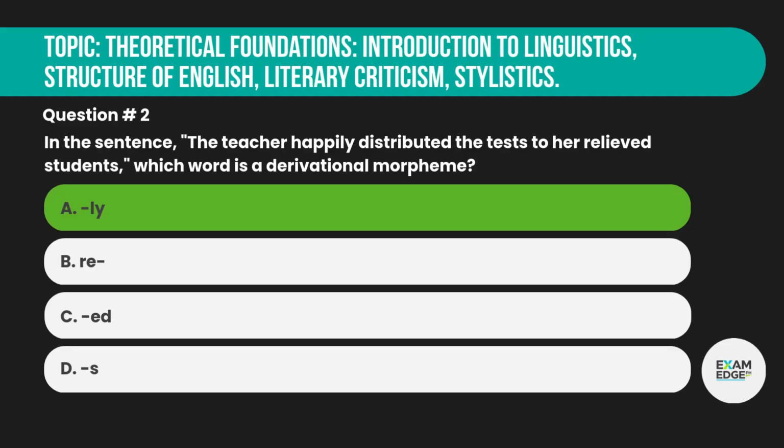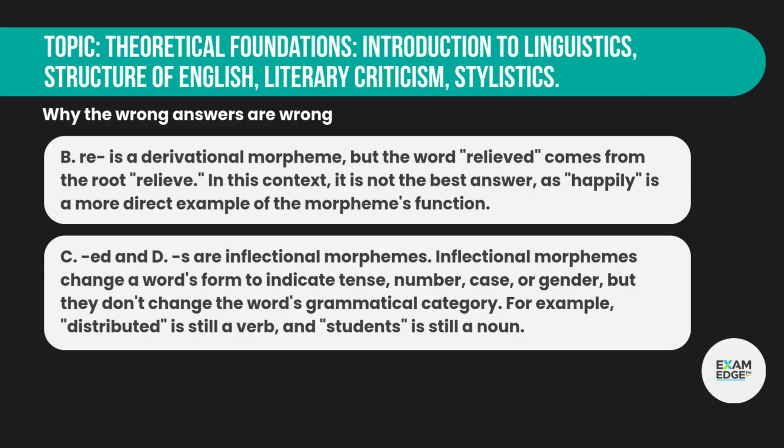Correct answer: A. Ly. Why the wrong answers are wrong? B. Re is a derivational morpheme, but the word relieved comes from the root relieve. In this context, it is not the best answer, as happily is a more direct example of the morpheme's function.